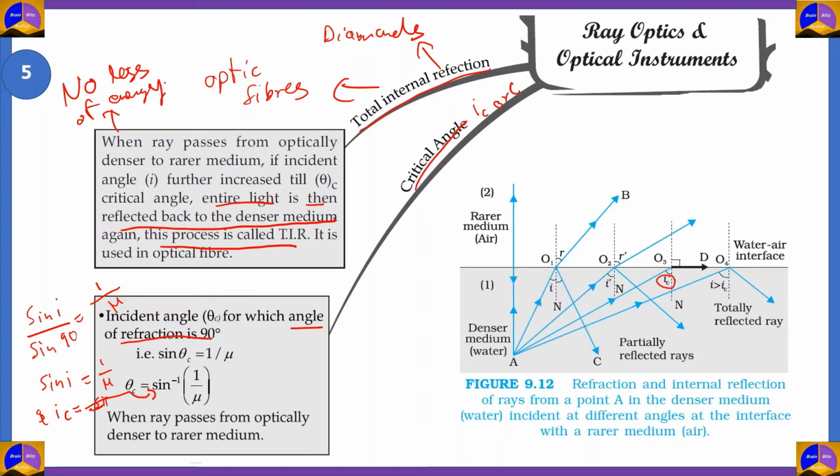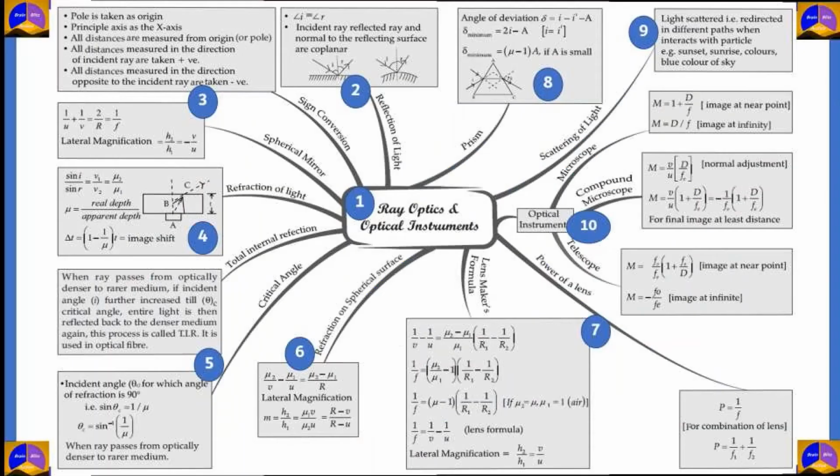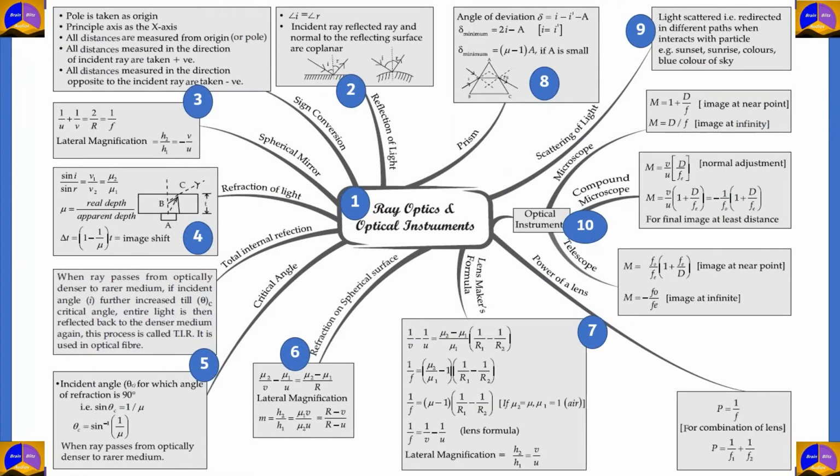Whereas if you are looking at normal reflection, then when light strikes a surface, there is some loss of energy, but in TIR, there is no such loss of energy. That's why optic fibers use TIR in order to enable communication between various parts of the world. So that is about total internal reflection.